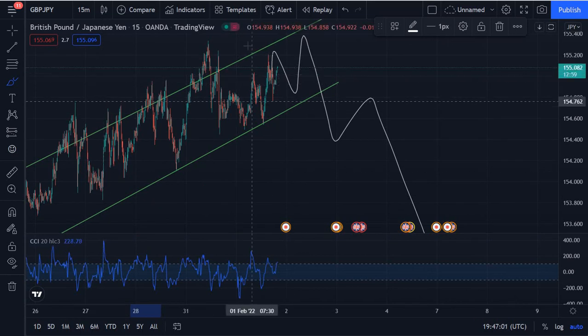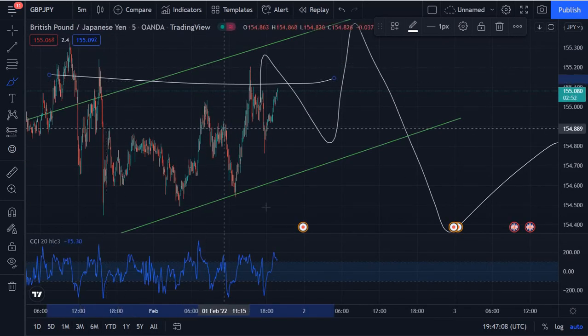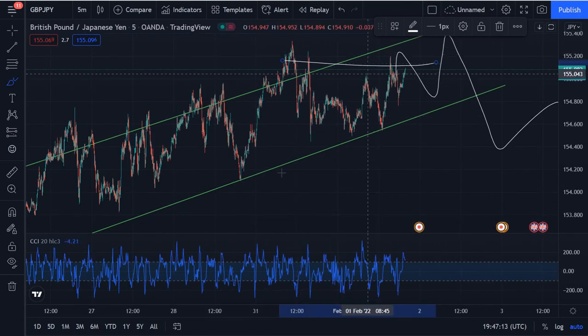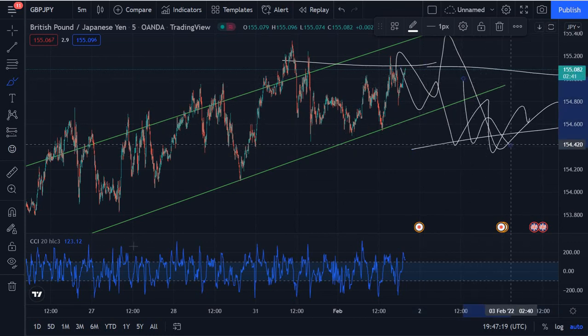50-minute chart, so pretty much here finding some resistance. Five-minute chart, so still this uptrend, so waiting for, as I said, this trend line to be broken. Here again, consolidation pattern or lower lows, lower highs.